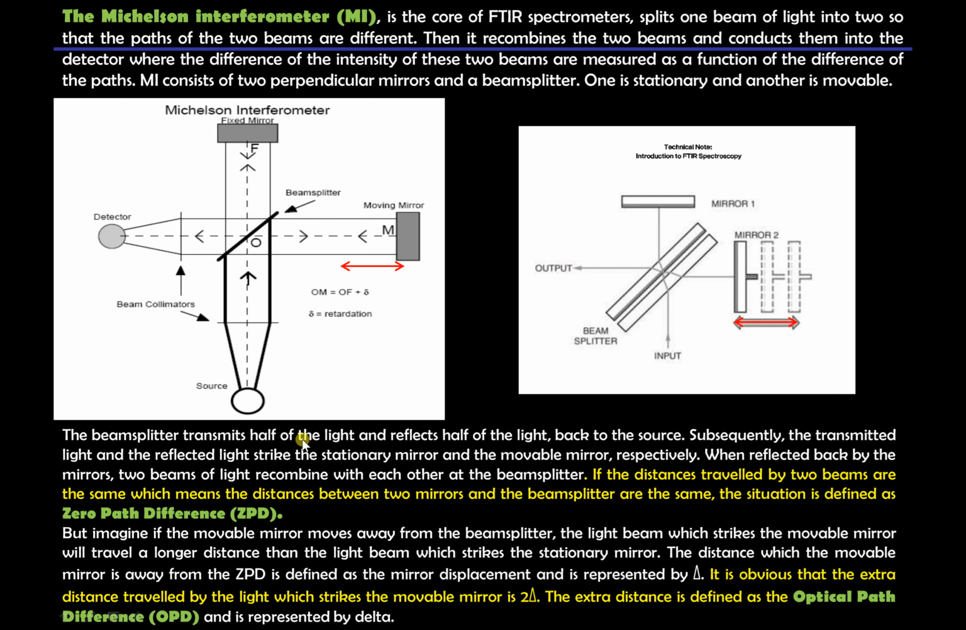The beam splitter transmits half of the light and reflects half of the light back to the source. Subsequently, the transmitted light and the reflected light strike the stationary mirror and the movable mirror respectively. When reflected back by the mirrors, the two beams of light recombine with each other at the beam splitter. If the distances traveled by the two beams are the same, which means the distances between the two mirrors and the beam splitter are the same, the situation is defined as zero path difference.